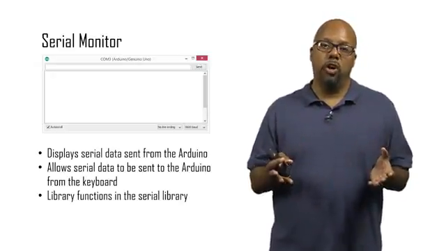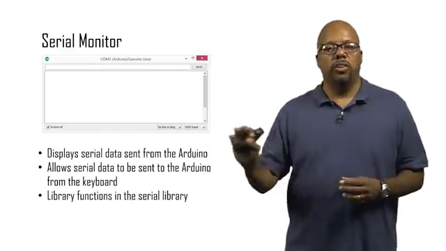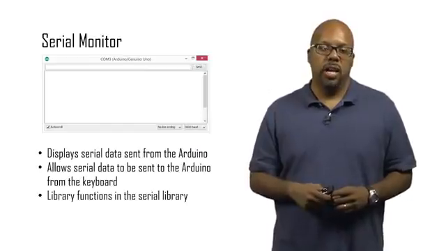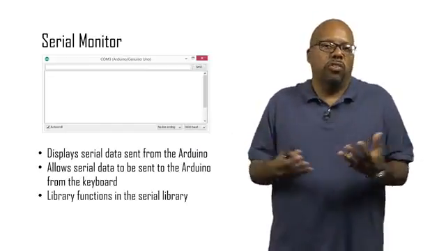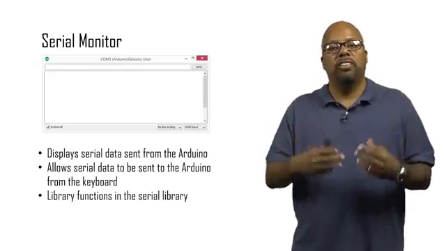So if you have a serial monitor open and you write serial.print in your code, and we'll look at this later, it will print text to the serial monitor. So you can see the results of your computation, let's say. You can send it through to the serial monitor and a human can see it.